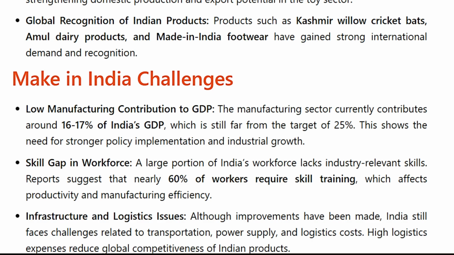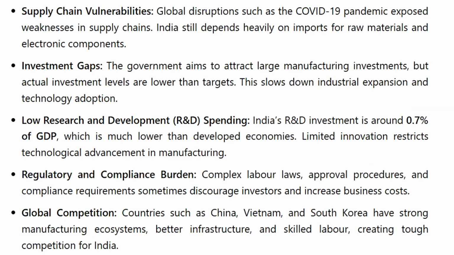Infrastructure and logistics issues. Although improvements have been made, India still faces challenges related to transportation, power supply, and logistics costs. High logistics expenses reduce global competitiveness of Indian products. Supply chain vulnerabilities. Global disruptions such as the COVID-19 pandemic exposed weaknesses in supply chains. India still depends heavily on imports for raw materials and electronic components. Investment gaps. The government aims to attract large manufacturing investments, but actual investment levels are lower than targets. This slows down industrial expansion and technology adoption.